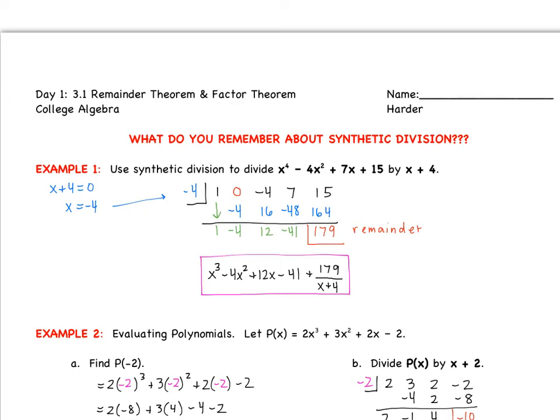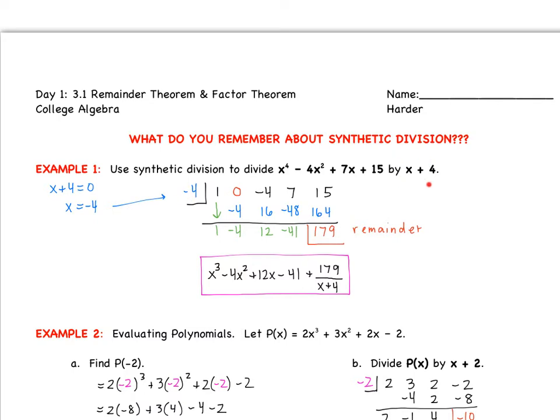Hi everybody, welcome to the first video of chapter 3.1, remainder theorem and factor theorem. So we're going to talk about synthetic division and let's remind ourselves what we know. So we're going to use synthetic division to divide this polynomial by x plus 4. So remember, we're going to have this box and we're going to have some coefficients here. So how do we fill this all out?